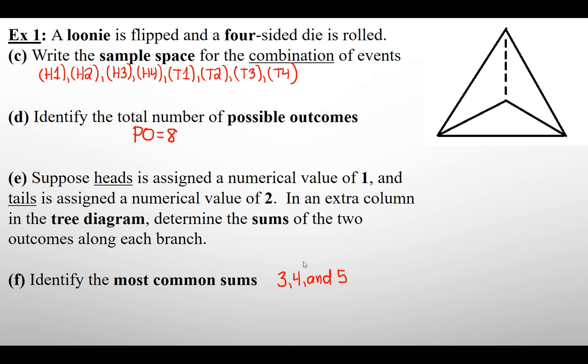Most common sums is something to consider when you're playing a game where you have two different dice. If you had 2 different 6-sided dice and you're trying to think about what the most possible outcomes are, that might be a way to consider how to strategize a particular game.